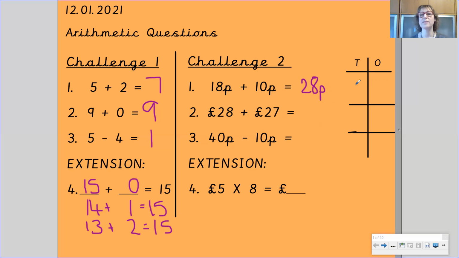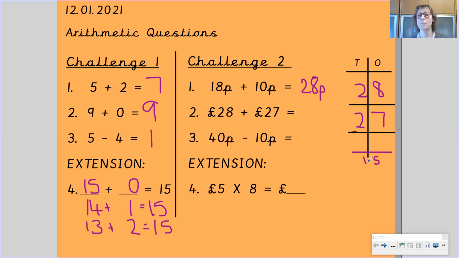28 add 27. Now this one I am going to do on my tens and ones column. 28 add 27. So I'm going to start with my 8. So I'm going to draw an extra line there. So 8 add 7 is 8, 9, 10, 11, 12, 13, 14, 15. So I'm going to write my 15 just underneath the line here.